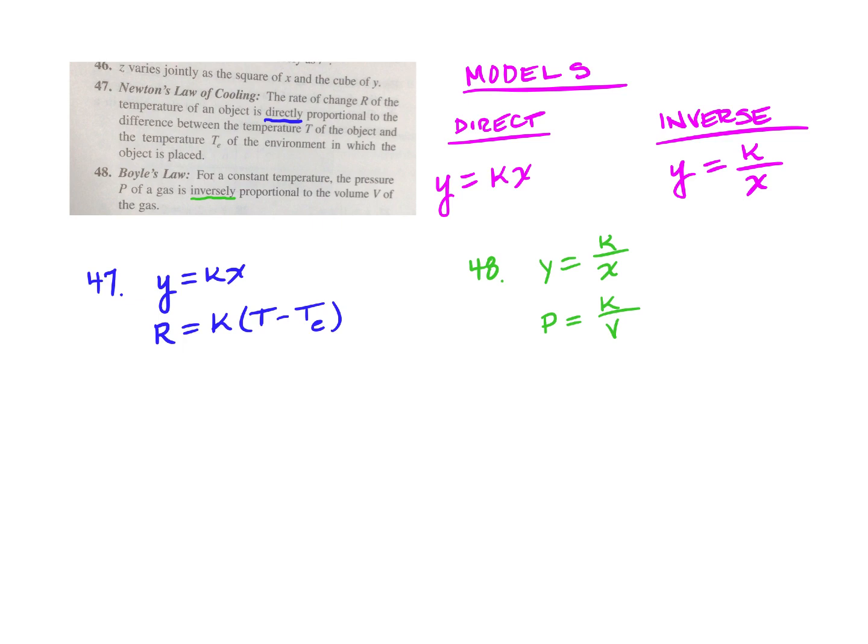And that's it for 47. And then for 48, they're talking about Boyle's law. And they tell you that for a constant temperature, so we've got our constant, that's our k. Oh, by the way, we're not plugging in any numbers because they didn't give us any numbers.